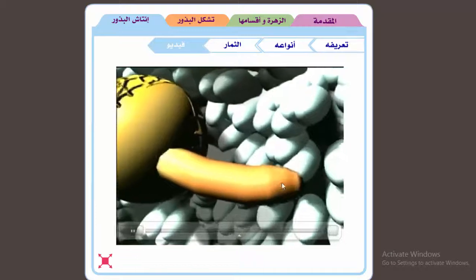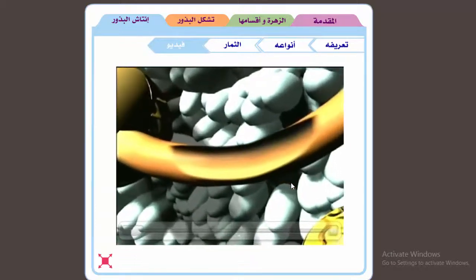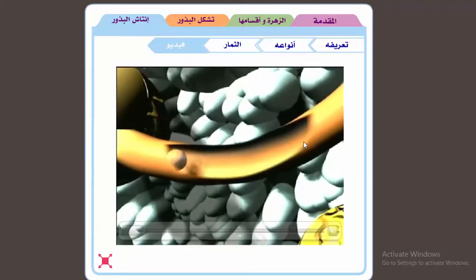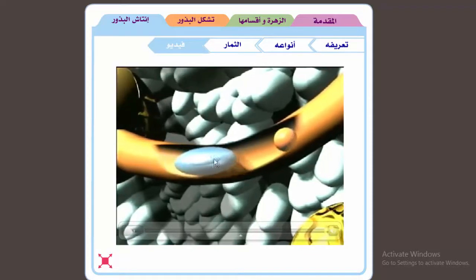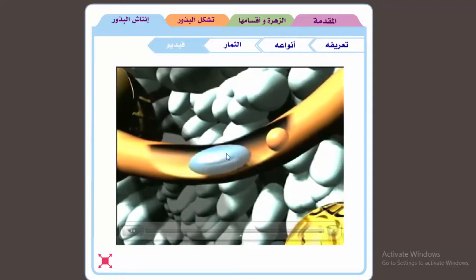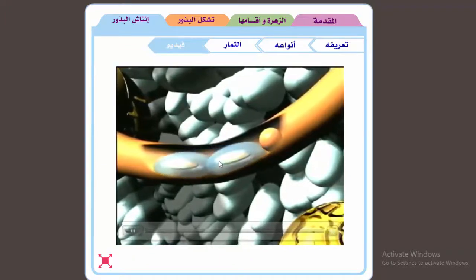A pollen tube soon emerges containing the tube nucleus and the generative cell. The generative cell divides to form two sperm cells.